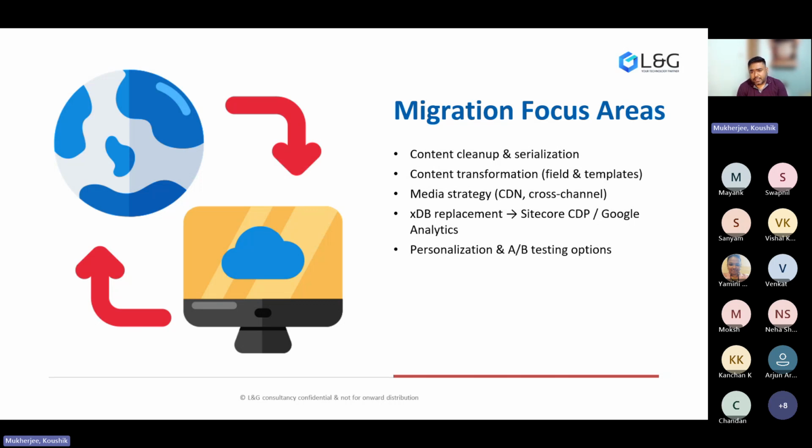Next is XDB. If you are using Sitecore XP and you are heavily reliant on your XDB as well as personalization and any other marketing-related features, then you should think about Sitecore CDP and Sitecore Personalize. If you are only using XDB, you can think about Google Analytics also. That you also need to strategize.